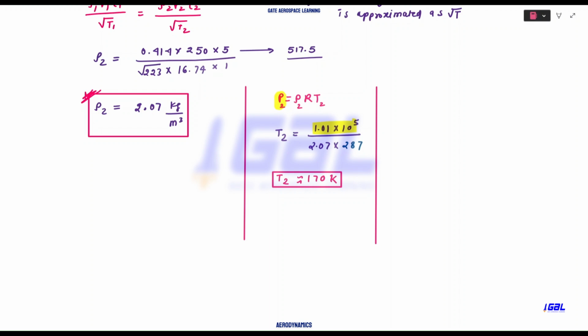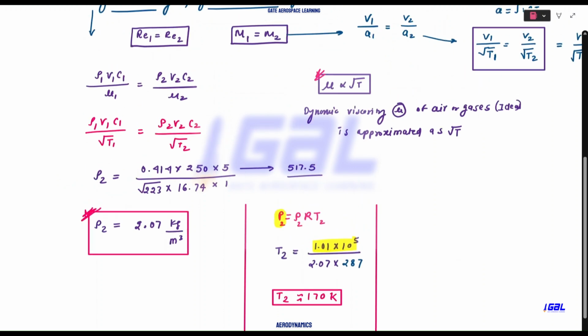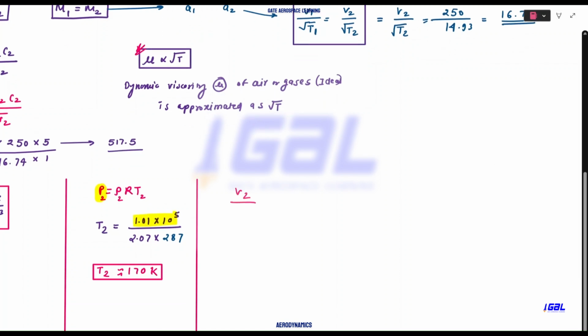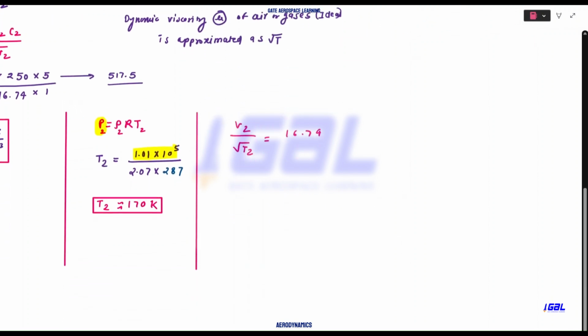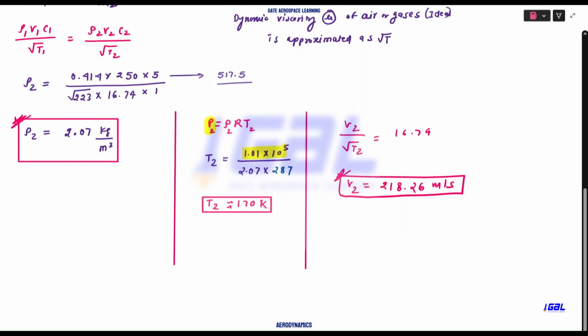Now we have solved for density, we have solved for temperature, we just need to solve for velocity. How you will do this is very straightforward. Now you have this equation, you already have the three unknowns. You can simply solve this, as simple as that. So you can write v2 by the root of T2, which is 16.74, I hope. Yes. So simply you know that temperature. Now you can simply calculate the velocity from here, and that will come out to be 218 meter per second. So please verify this value as well. Okay, I hope now this is clear to you.